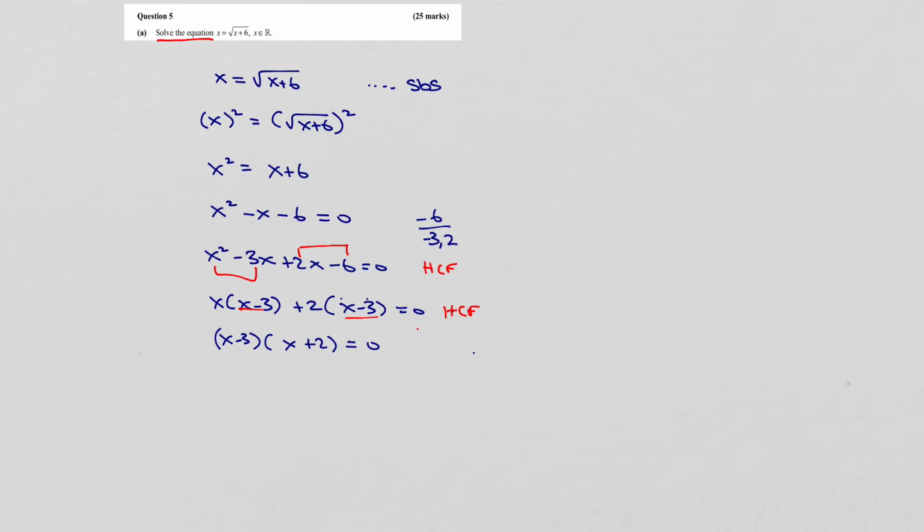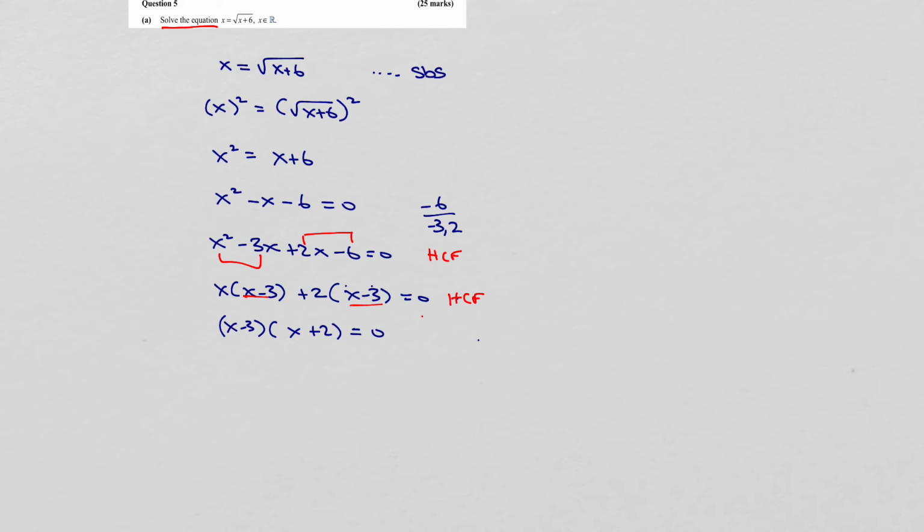So if both of those factors multiply to give 0, that means that one of them or both of them must be equal to 0. So therefore that gives me x equals 3 or x equals minus 2. So now, really important, we have to check our answers. Okay, so we need to check or test these two values by subbing them back into the original equation.